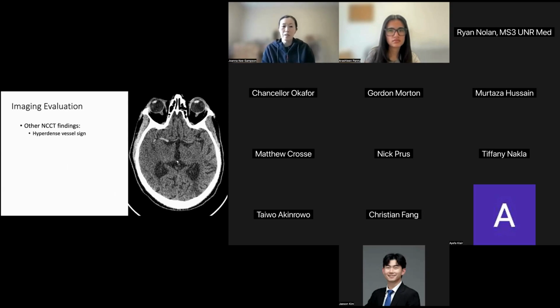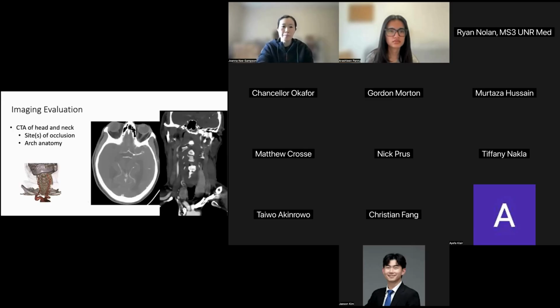Other things that you may see on a non-contrast CT scan is something called the hyperdense vessel sign. A lot of times, because of the density of acute clot, it shows up more dense than the other vessels, and that can be a clue to where the occlusion is. In this case, this is a non-contrast CT head. These are the MCA vessels. You'll see there is a density in the right M1 compared with the left side, and this is the site of the occlusion, the site of the clot. This is called a hyperdense vessel sign.